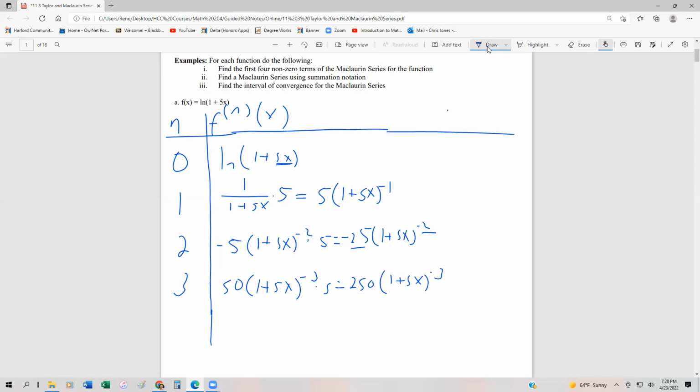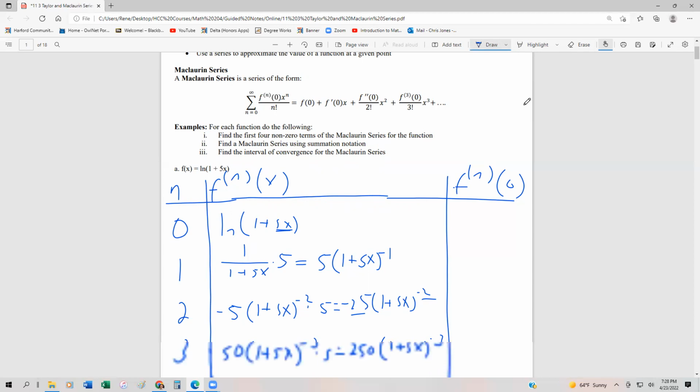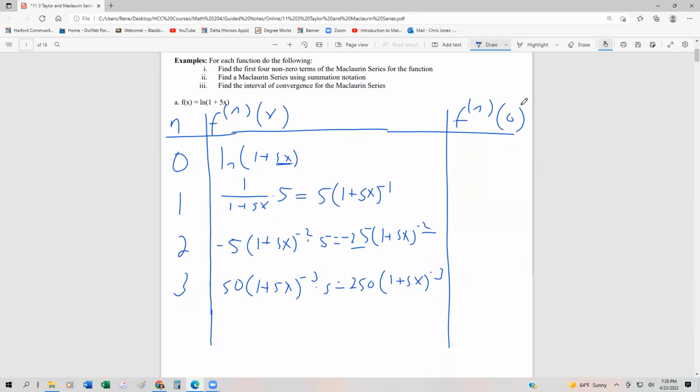Now we're going to substitute 0 back in, so the nth derivative back at 0. The reason we're doing that is because if we look at the formula, that's something we have to do for each of the terms in this Maclaurin series. If we substitute 0 back in, for the first term, we get ln of 1 plus 5 times 0, which is ln of 1, which is 0. Unfortunately, this term we're not going to use. It doesn't contribute to the sum. However, for the second term, we have 5 times the quantity of 1 plus 5 times 0 to the minus 1, and that's just going to be 5.